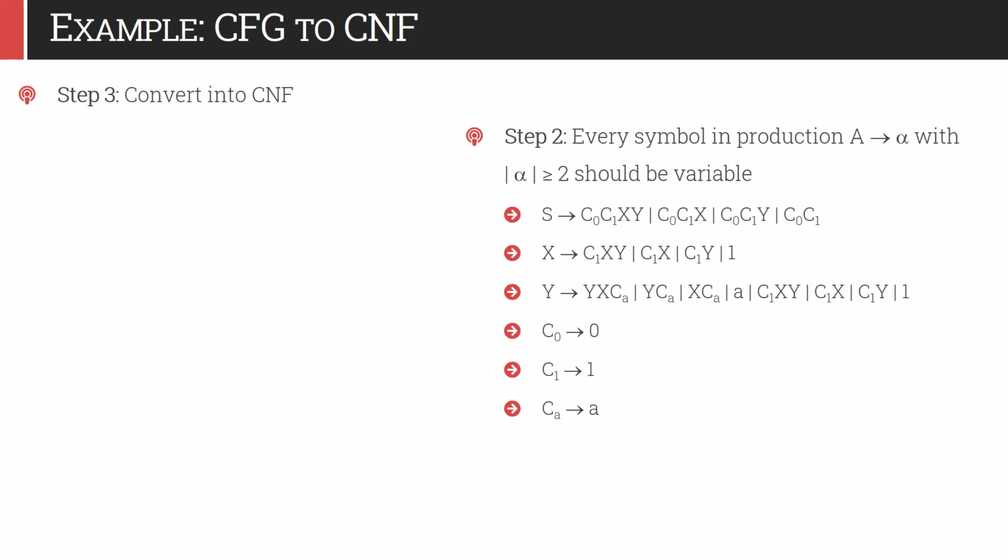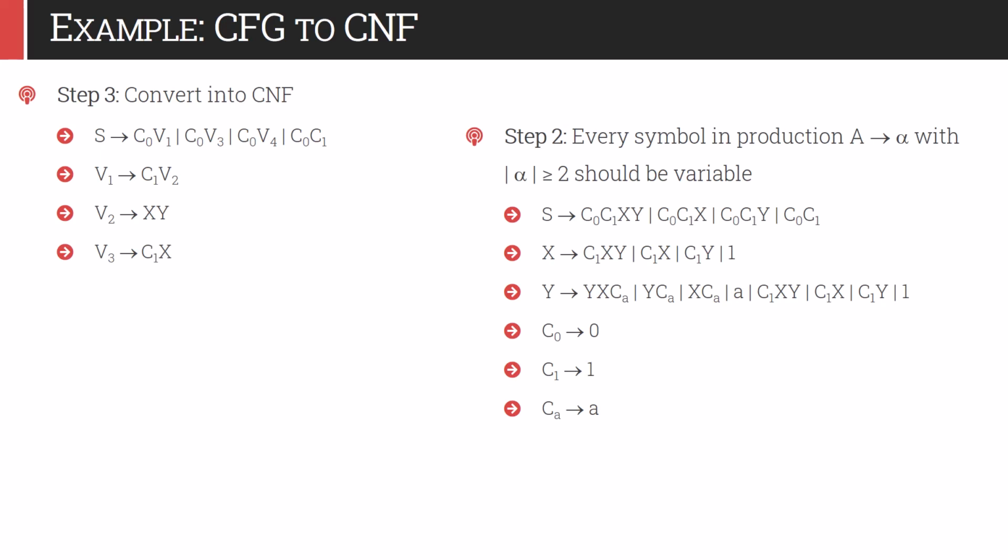In step 3, we have to convert it into CNF. If we have more than two symbols on the right hand side of any production, then we have to create a dummy variable. So S gives C0 V1, because the first production is having 4 symbols. So V1 would be C1 XY. But if we initialize V1 by C1 XY, then there will be 3 symbols, so we have to break down V1 as well. V1 will be C1 V2, and V2 will be XY. If you look at the second production, we have C0 C1X. So we can write it as C0 V3, and V3 we can have as C1X.